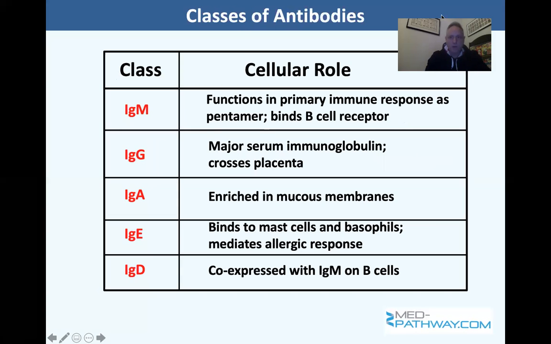So, classes of antibodies. We know that the constant region determines the class of antibody here, and IgM is the first one that's made. It functions in the primary immune response. It's a pentamer, and it binds the B cell receptor. But what you can do is you can switch over. You can isotype switch to IgG, which is the major immunoglobulin. It crosses the placenta, but the other ones are located in different parts of the body. IgA is in the mucus. IgE binds to mast cells. We know it's mediated in the allergic response. It releases a lot of histamines. That's why people take antihistamines like Benadryl. And IgD is co-expressed with IgM on B cells.